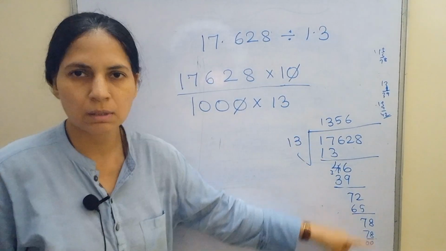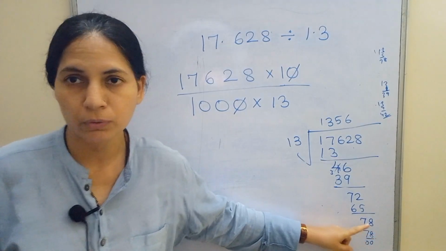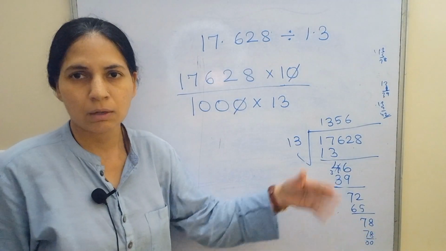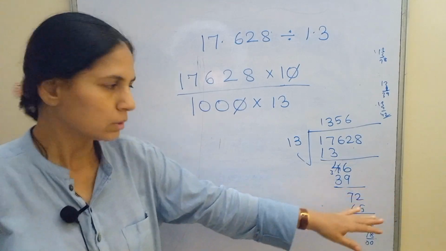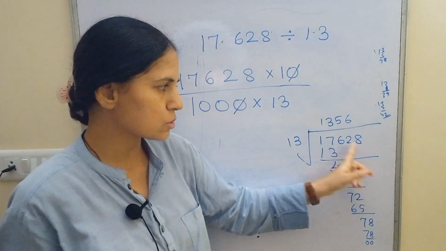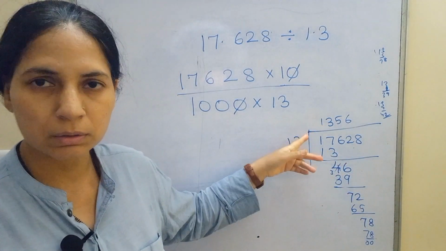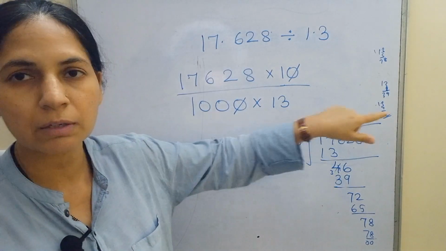Students, look, I did this division thing here. Sometimes you will have to do it. This is also required. For the sake of saving time, I teach you shortcuts, but sometimes you have to do the work. Now see, when you divide 17628 by 13, the number that you get is 1356.